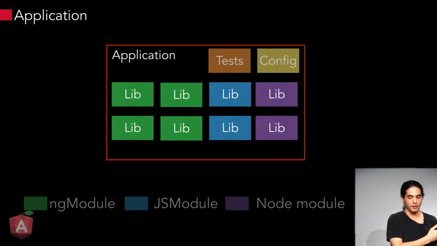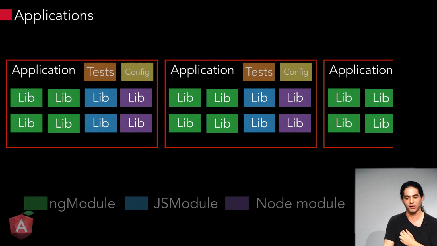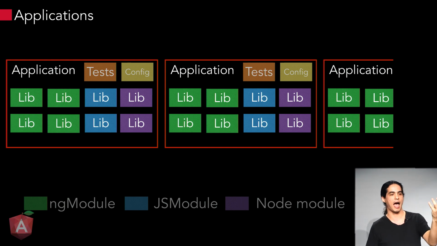So if an Angular application is a collection of modules, we can think of an app as a collection of other apps. And if we name it a little bit differently, every application has this. We've got the test, we've got the configuration, and we've just got the collections of modules. And all of these modules, those libraries, can be reused. So an Angular app is actually a hub of reusable modules.